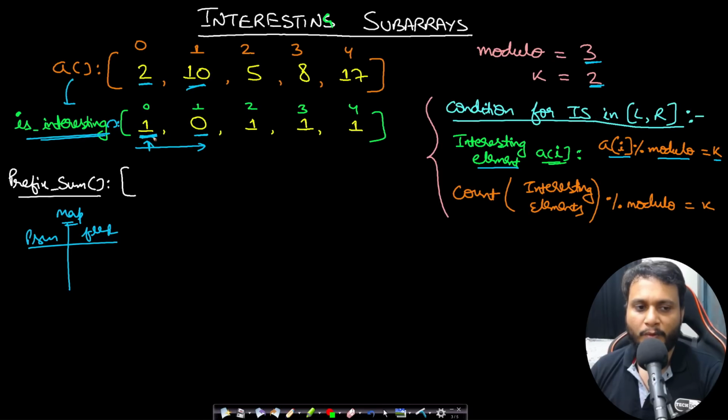So if I see a 1, then what should be my target sum? If this is the index I, I want to find out how many subarrays end at this index I which are interesting. That's what I want to find, right? So how many subarrays end at this index I which are interesting?